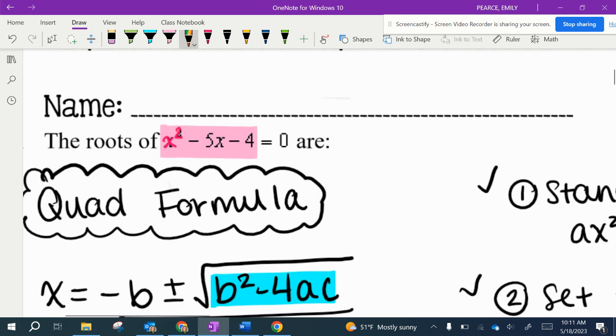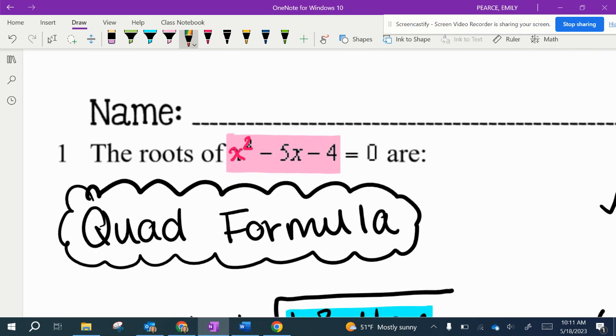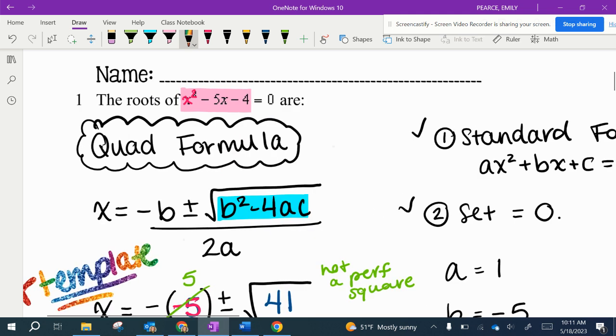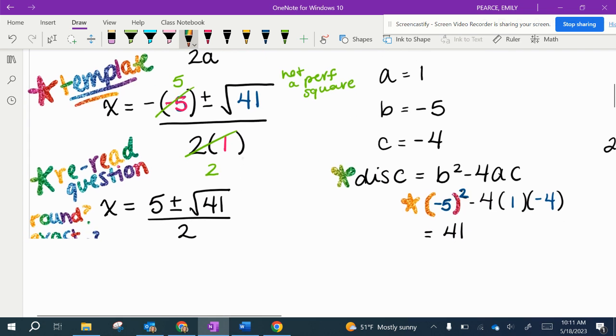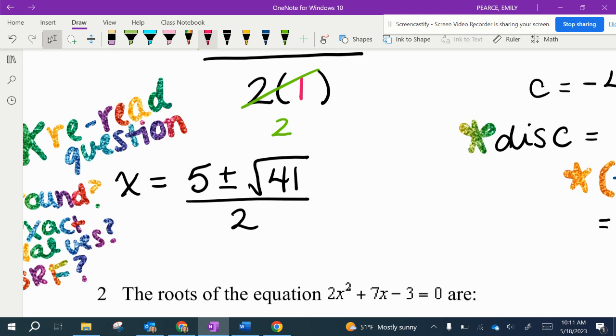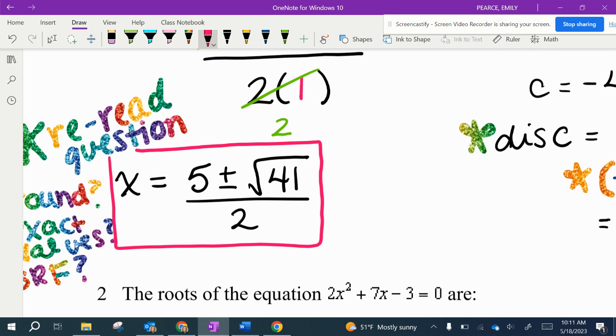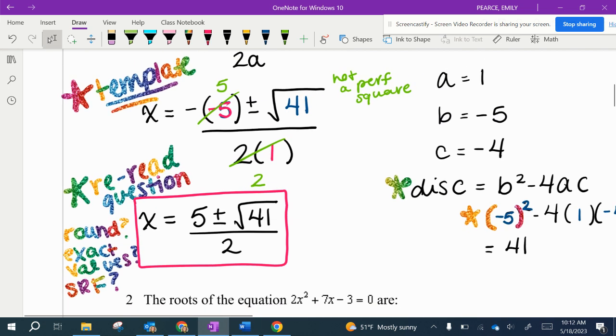In this case, when I reread the question, it just says the roots of x squared minus 5x minus 4 equals 0 are. So it actually doesn't care which form we leave it in, okay? So for me, I like to keep it safe, and if it's not asking for a form, then I'm not going to do more work than I have to, right? And I'm just going to leave my answer as an exact value. All right? And that's it.